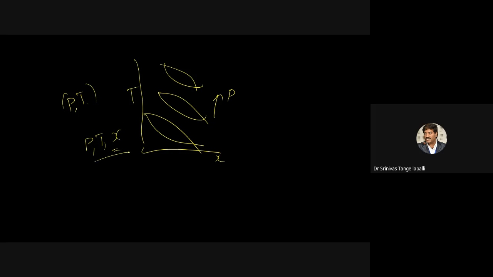Based on these three given properties, we can identify the state. For example, the pressure is fixed, the concentration is, let us say, a vertical line, and the temperature will decide. If the temperature is below the bubble point temperature, that is subcooled liquid. If the temperature is equal to the bubble point temperature at P and x, that is the saturated liquid state. If the given temperature is between the bubble point temperature and dew point temperature, that is a liquid vapor mixture.